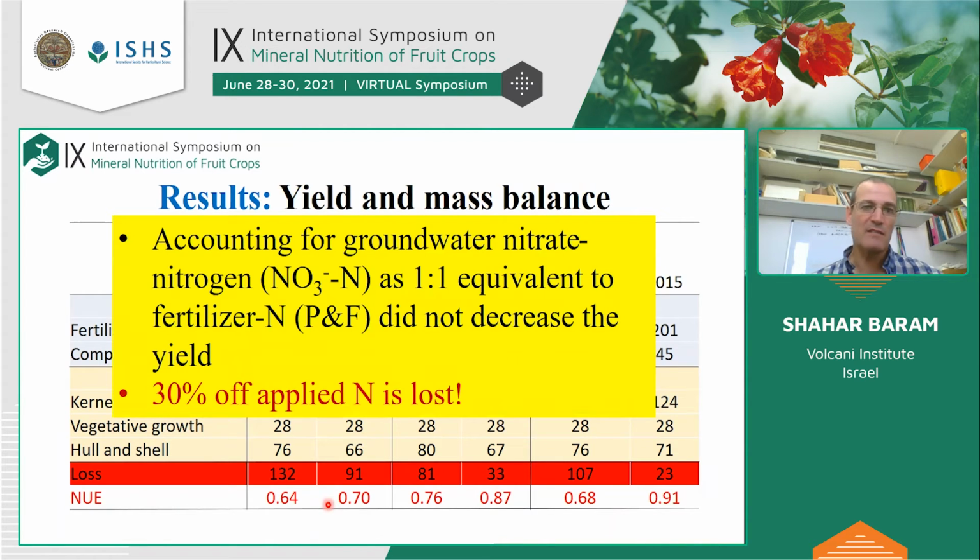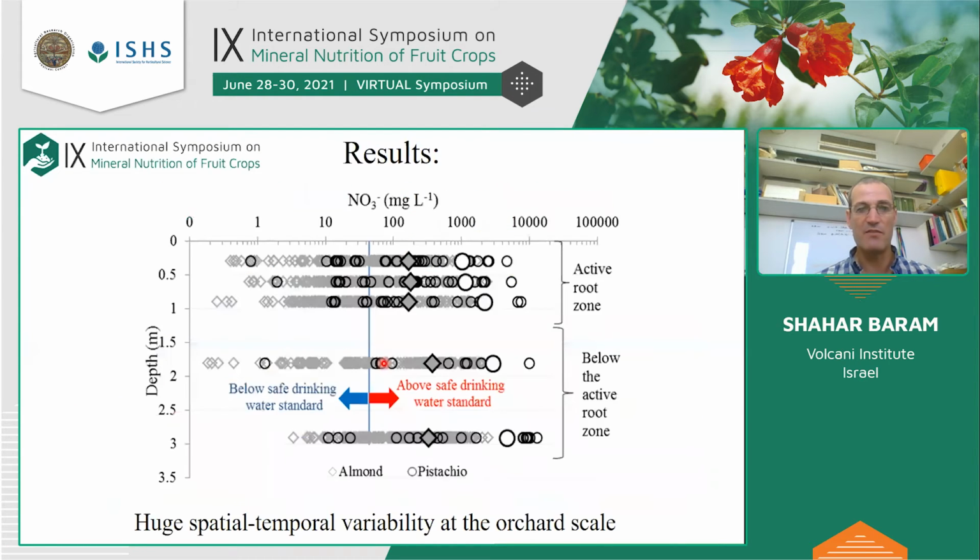So basically, we can say that, as expected, it's fair to assume that nitrate in groundwater is equivalent to any nitrate that you add with fertilizer, and as well that 30% of the applied N is lost. Now the question is, can we find that lost N?